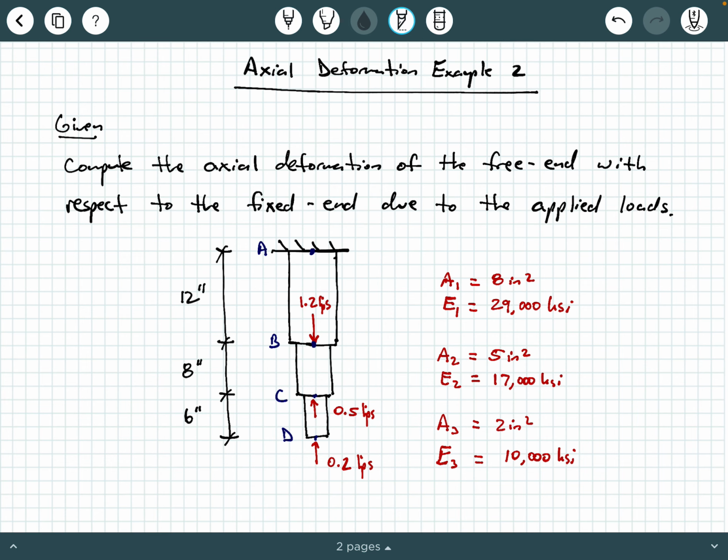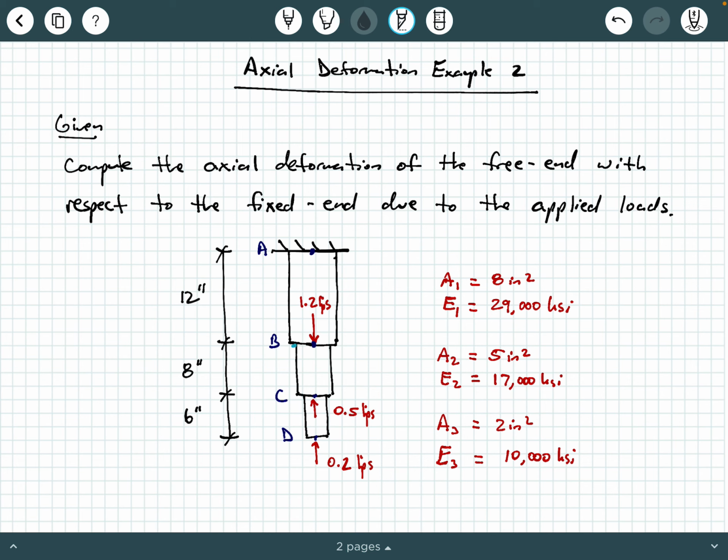And so here's our given diagram. Notice we have a 3-segment axially loaded bar system. We have a segment AB here, another segment BC, and then at the end we have this attached segment CD. Up here at the top at point A, you have the fixed connection, and then at point D, that's our free connection, okay? We also have applied loads.